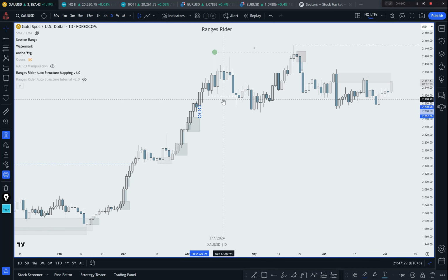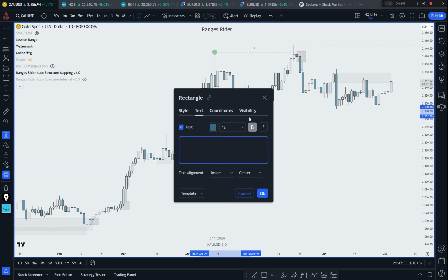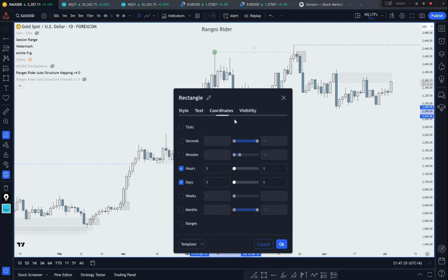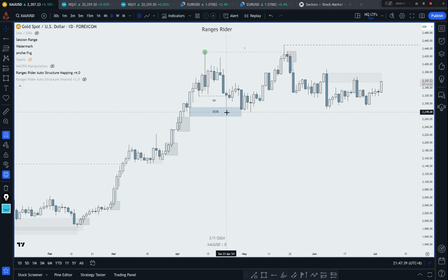So this unmitigated wick can be the order block. So just below QM, what do we have? We have the DOB, and this is also on the daily time frame. And once we got the DOB, what are we looking for? We are looking for another break of structure, right? So these all days will be long side days.